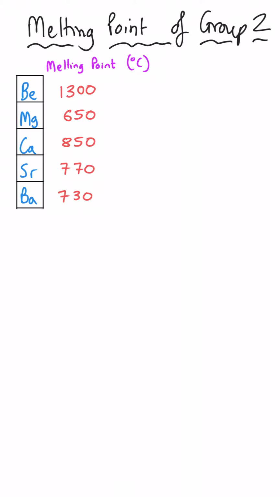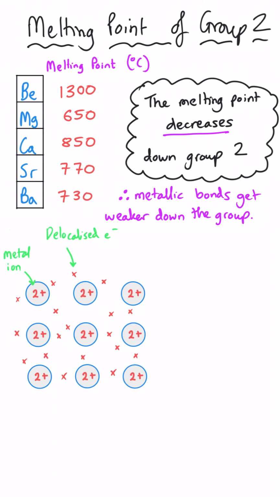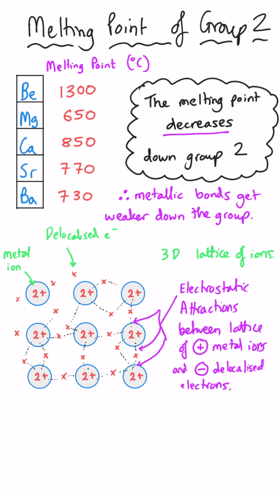If we take a look at the melting points of the group 2 elements, you can see that broadly speaking, the melting points decrease as you go down group 2. Obviously, the group 2 elements are all metals, so what that means is that the metallic bonding gets weaker as you go down group 2. Now, metallic bonding is an electrostatic attraction between a lattice of positive metal ions and the delocalized electrons.